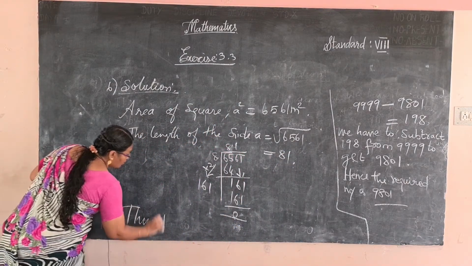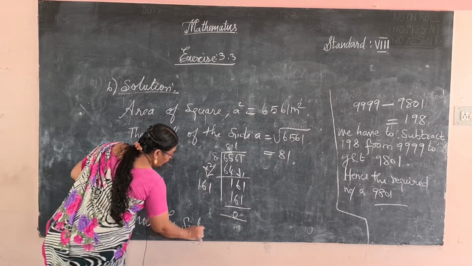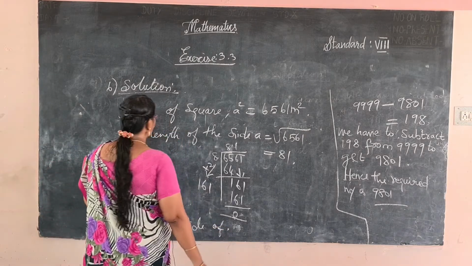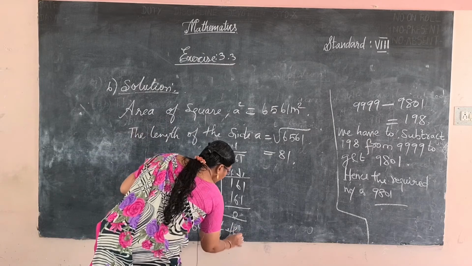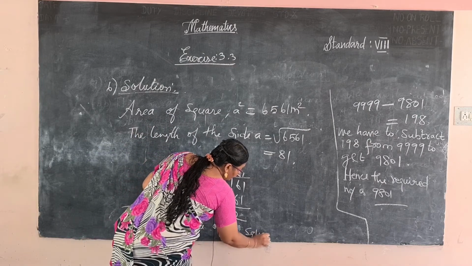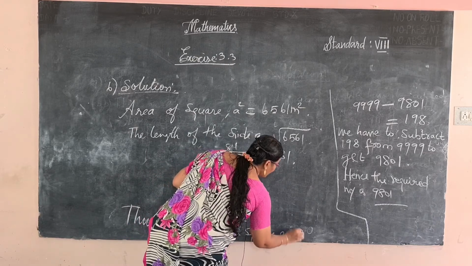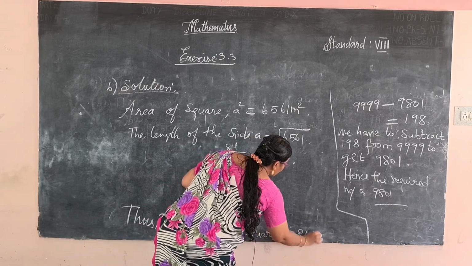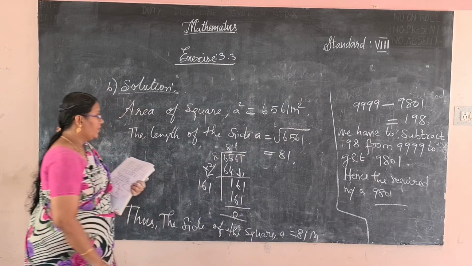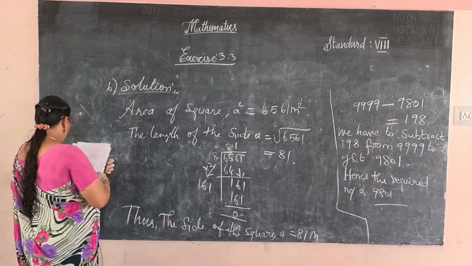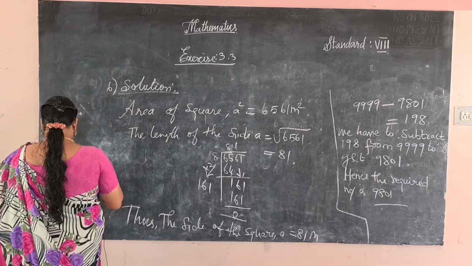Thus the side of the square A is equal to 81 meter. Okay. Now move to the seventh problem.